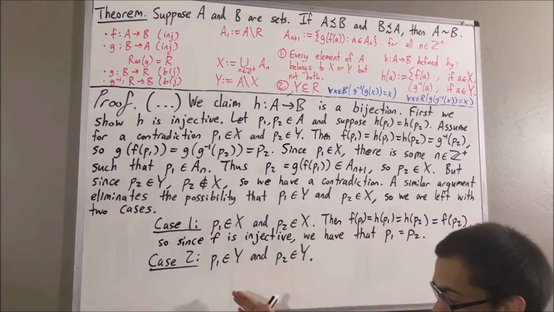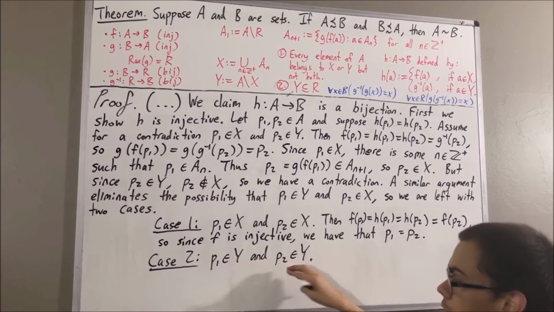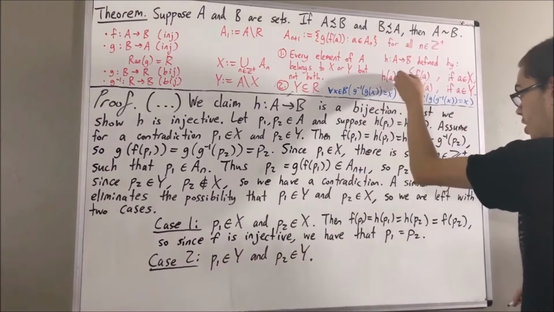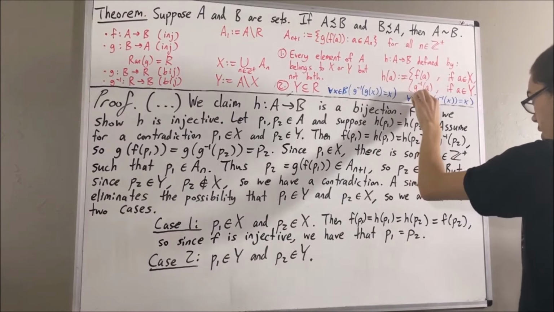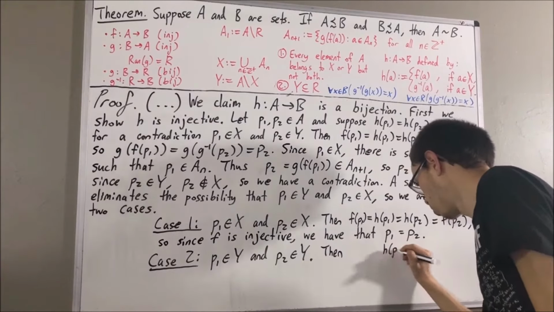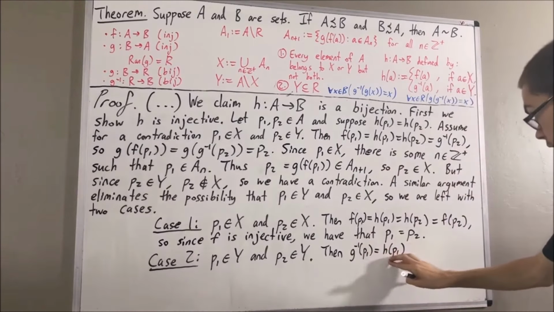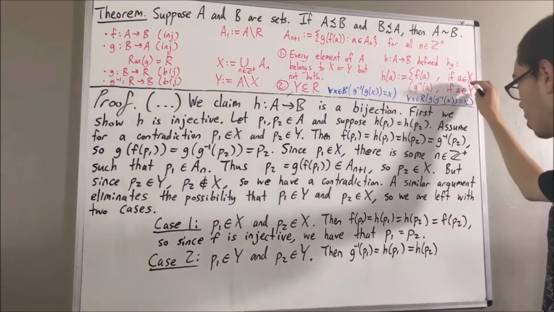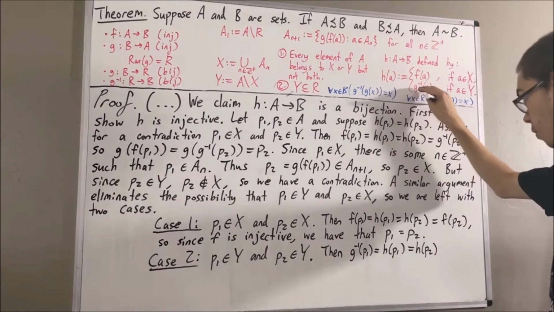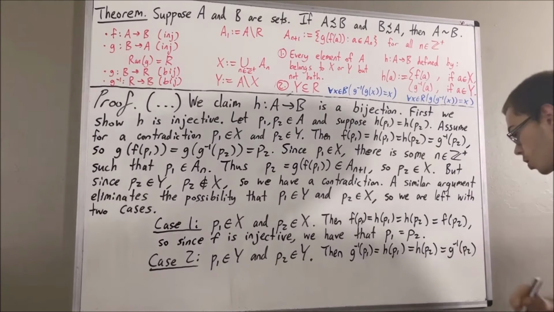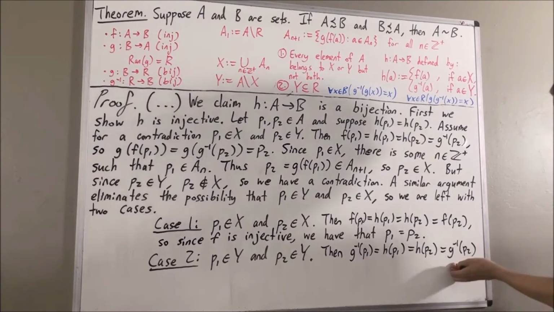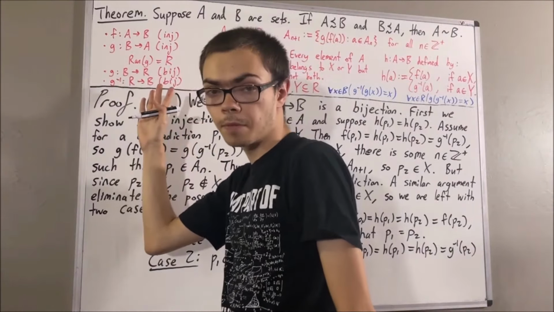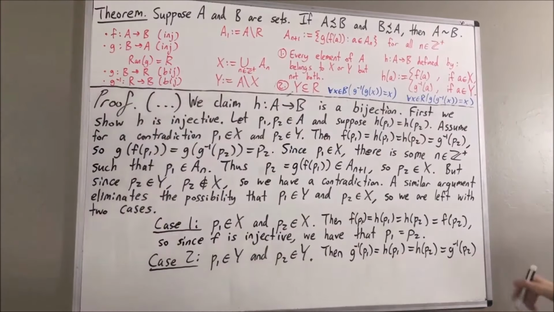Now let's move on to case two, where we have that p1 and p2 are both elements of y. Well, in this case, when we send p1 into the function h, we get that h of p1 is equal to g inverse of p1. h of p1 is equal to h of p2. And when we take p2 and send it into the function h, we get that h of p2 is equal to g inverse of p2. So we have that g inverse of p1 is equal to g inverse of p2. And since g inverse is injective, it follows that p1 is equal to p2.